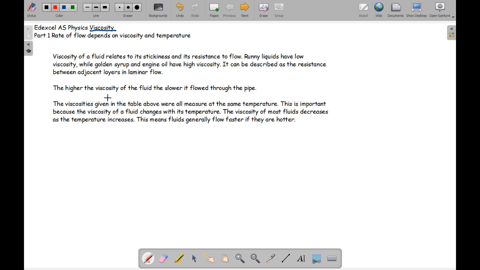And the viscosities given in the table above are all measured at the same temperature. So whenever you measure viscosity, you always have to have it at the same temperature in order to keep it a fair experiment. That's pretty obvious. But the viscosity of a fluid changes with temperature, and most fluids decrease in viscosity as the temperature increases.